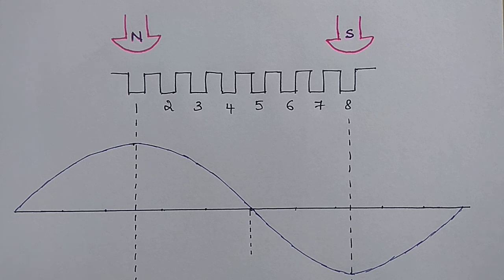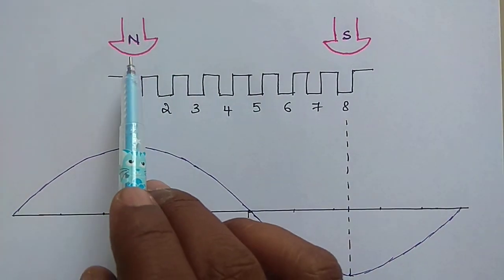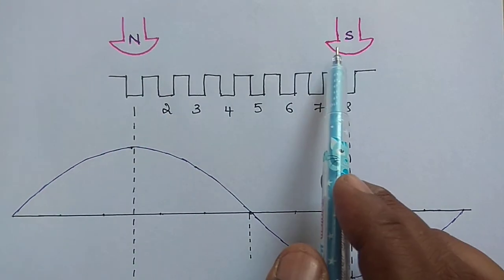Hi students, now I will discuss how a short pitch winding can eliminate fifth order and seventh order harmonics. Now let us consider this figure. In this figure, for our understanding purpose, I am showing a limited number of slots. It shows only two poles.